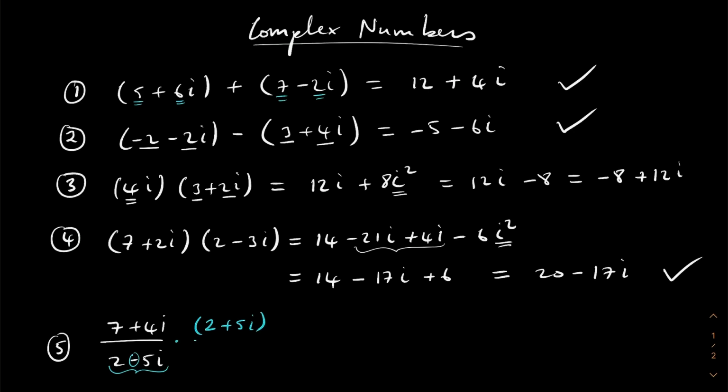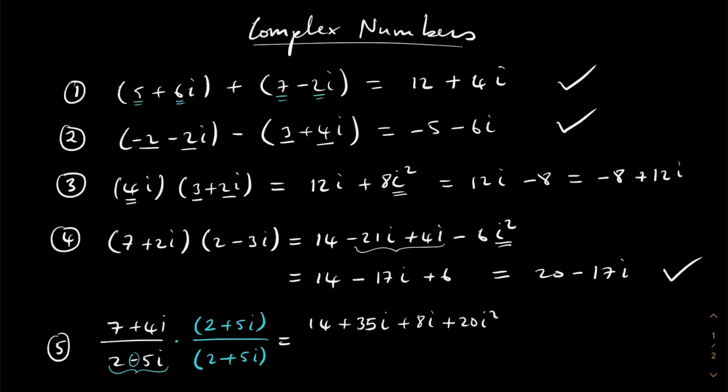And so I'm going to multiply top and bottom by that number. And then once that's done, I can go ahead and FOIL the numerator and the denominator. And so that's going to give me on top 7 times 2 is 14, and then 7 times 5 is 35, and then 4 times 2 is 8, and then 4 times 5 is 20i squared.